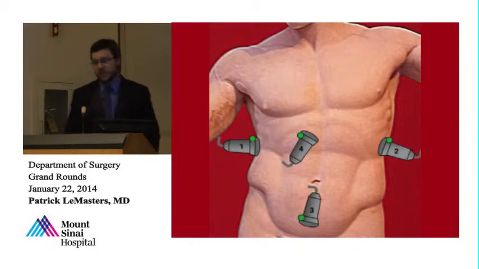So what are the views we're looking at in the FAST? We're looking at the right upper quadrant, we're looking at the left upper quadrant, we're looking in the pelvis, and we're looking at a subxiphoid view. Things we should all be familiar with.